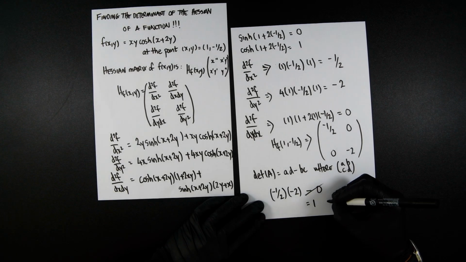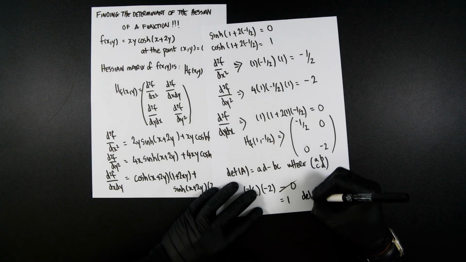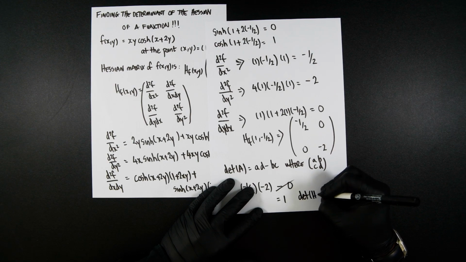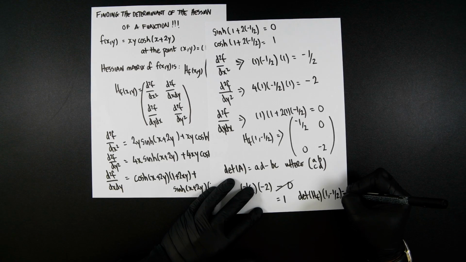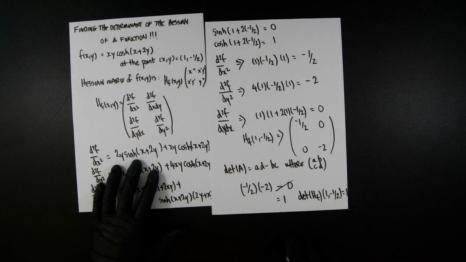So now we know that the determinant of the Hessian of this function at the point 1, minus a half equals 1. Yeah, so we did it.